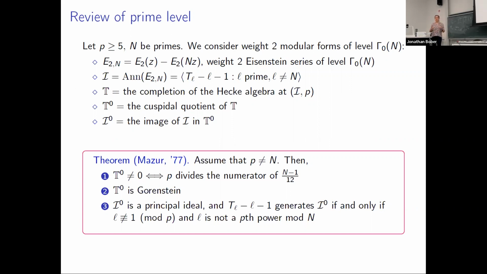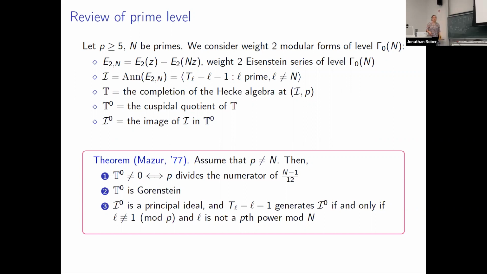And he actually did a bit more. He showed that this cuspidal quotient is Gorenstein, which is a nice geometric condition that will come up later in the talk. And he showed that the Eisenstein ideal is principal and gave this very explicit criteria for whether the expression T_L minus L minus 1 generates it.